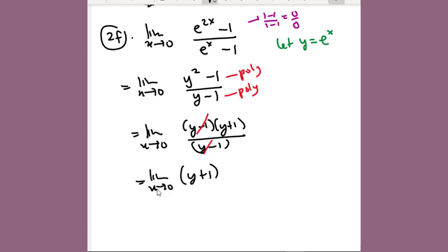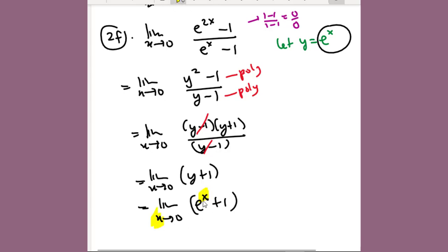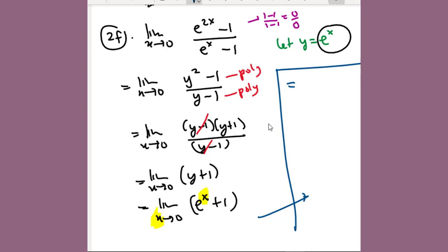Okay, before you substitute, this is x, this is y. So change this one to e^x plus 1. Make sure we use the same variable before you substitute. Okay, then right here, this one is equal to, substitute, e power 0 plus 1, 1 plus 1 is equal to 2. That is number 2f.